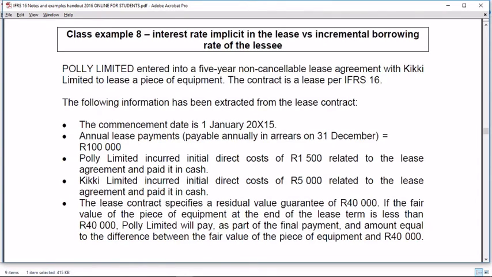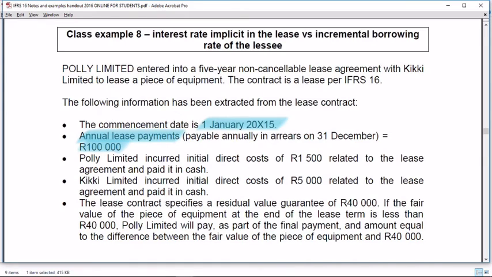With that background knowledge, we will now look at class example 8, which illustrates how to determine the applicable discount rate. Poly Limited entered into a 5-year non-cancelable lease agreement with Kiki Limited to lease a piece of equipment. The contract is a lease per IFRS 16. The following information has been extracted from the lease contract. The commencement date is 1 January X15. The annual lease payments payable annually in arrears on 31 December is 100,000.